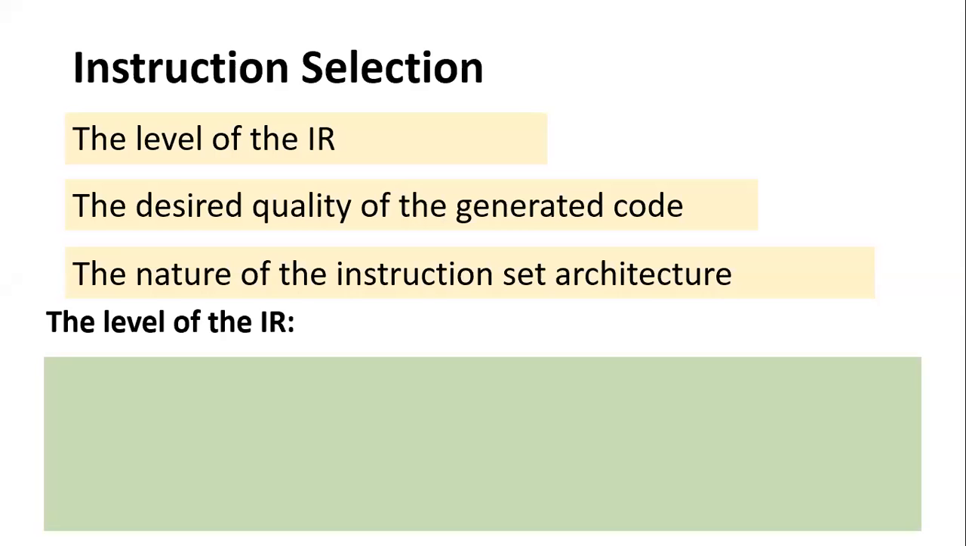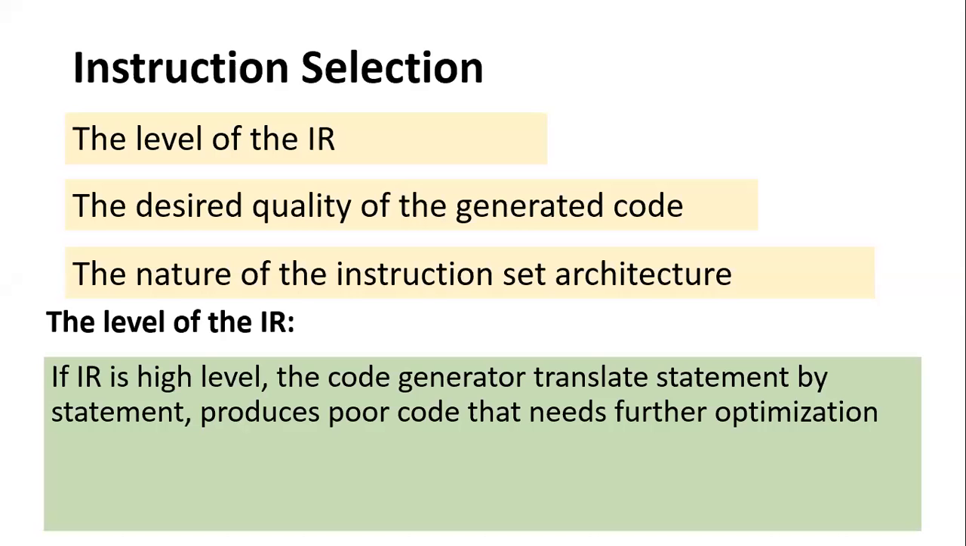See, if the IR is high level, that means it is not relying on inner details. Just superficially it is telling, so the code generator translates statement by statement and produces poor code that needs further optimization. That means what the intermediate representation represents, we are transferring line by line as code, without worrying about its inner working, and that requires further optimization.